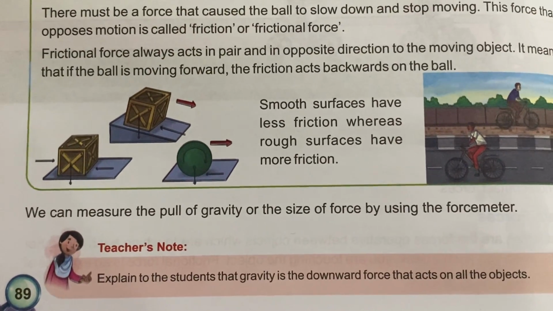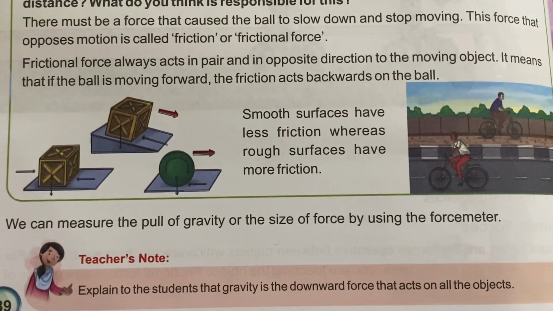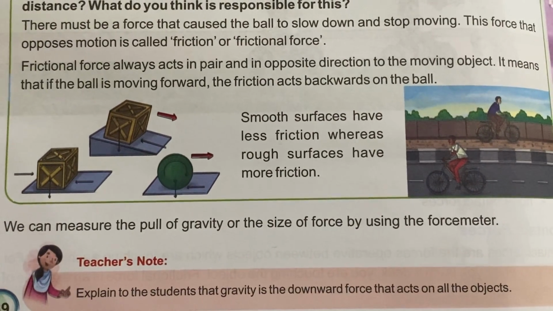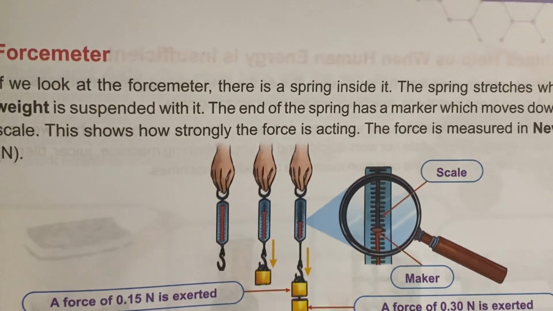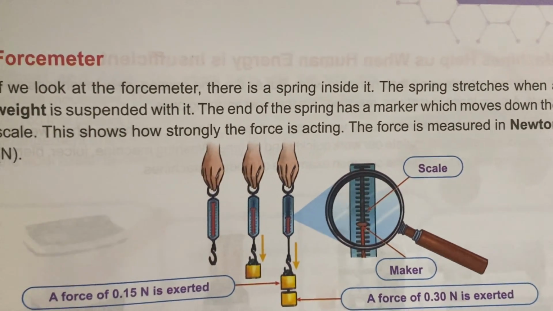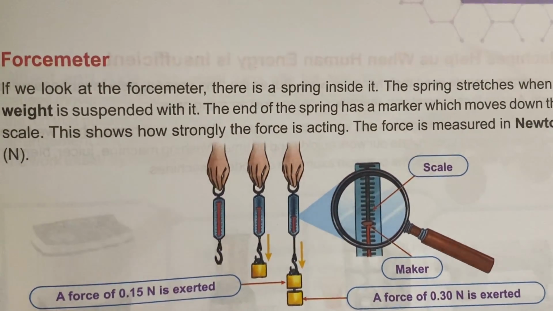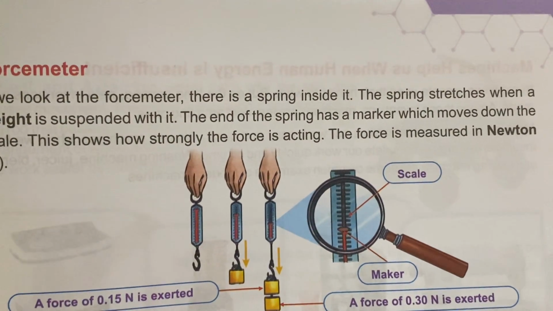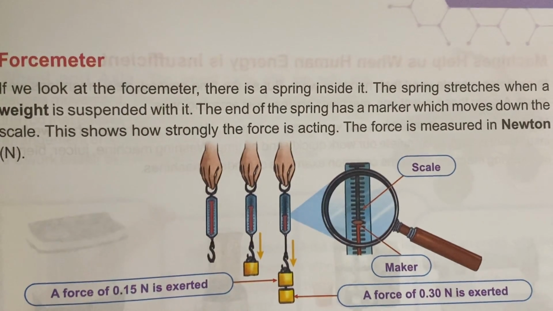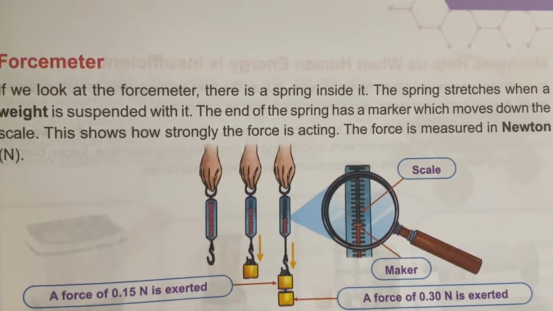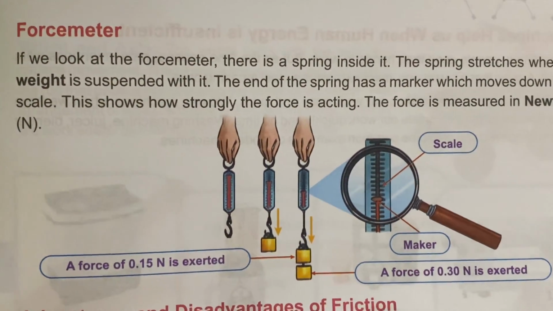We can measure the pull of gravity, or the size of a force, by using the force meter. If we look at the force meter, there is a spring inside. The spring stretches when a weight is suspended from it. The end of the spring has a marker which moves down the scale. It shows how strongly the force is acting. The force is measured in Newtons, N.